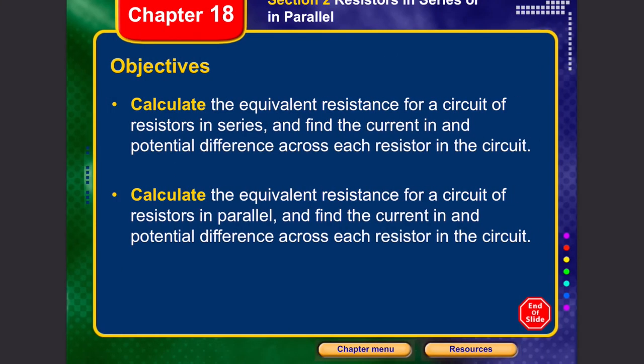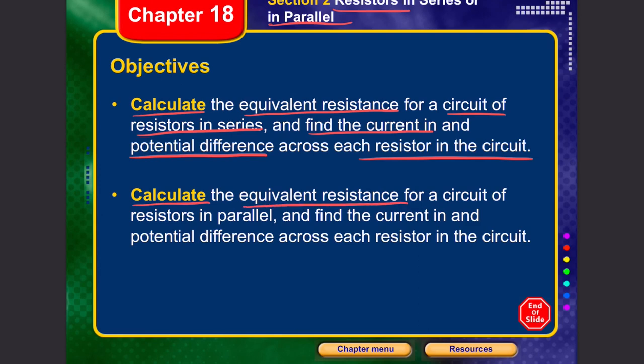Next, let's move on to the resistances in parallel and in series. So after you complete this section, you should be able to calculate the equivalent resistance for a circuit of resistors in series, and you should also be able to find the current and the potential difference across each resistor in the circuit. Second, you should also be able to calculate the equivalent resistance for a circuit of resistors in parallel and to be able to find the current and the potential difference across each resistor in the circuit.